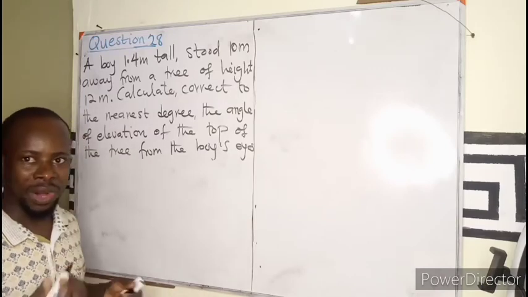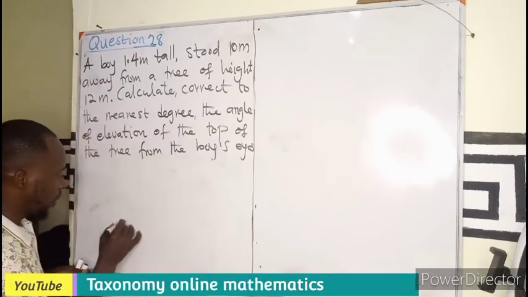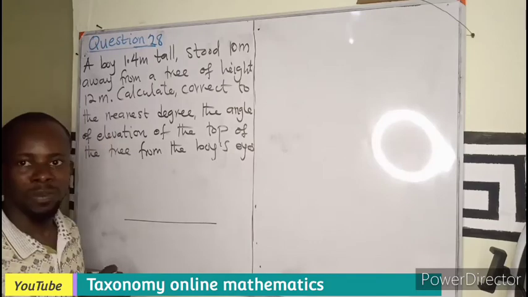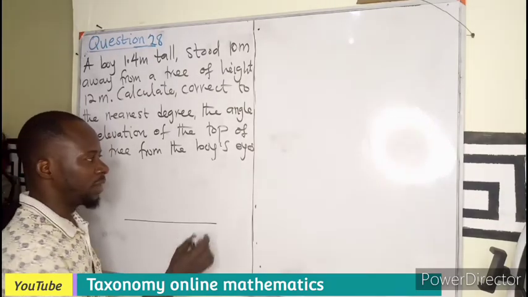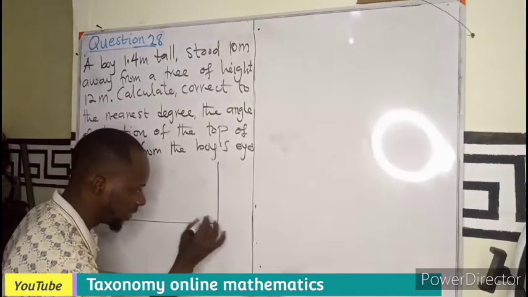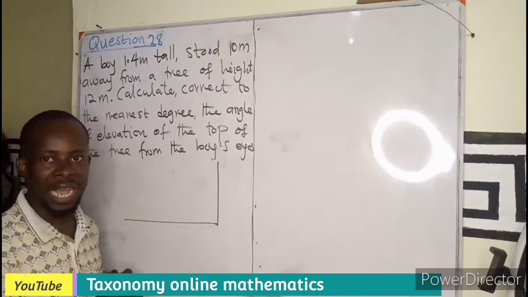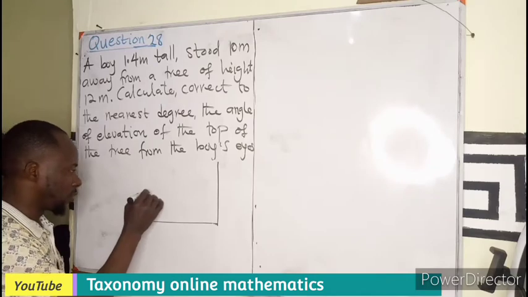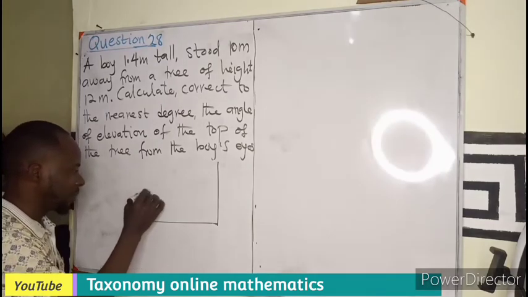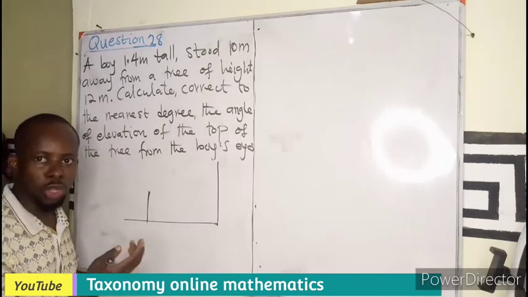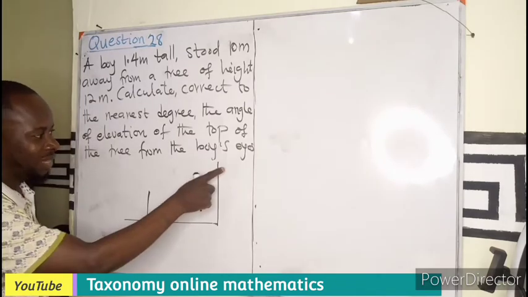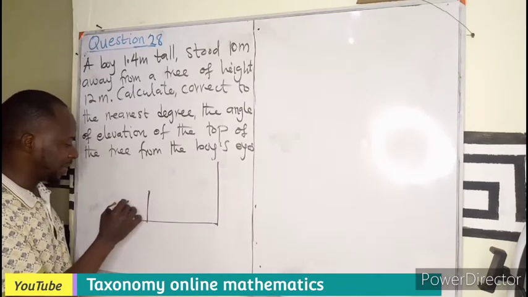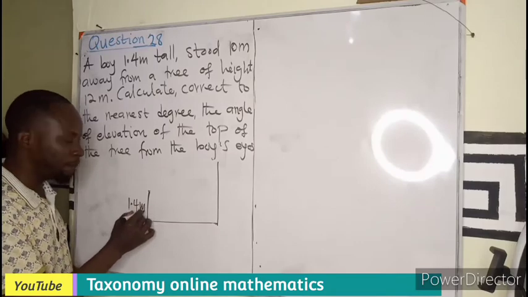Which one represents horizontal? The ground. So let's say this is our ground. If there's a tree, it's going to be vertical. So let's say our tree is vertical. The boy is also going to stand on the same ground. So the boy is standing, obviously not too tall or taller than the tree. So the height is 1.4 meter.